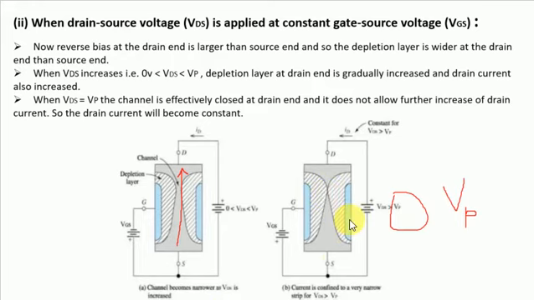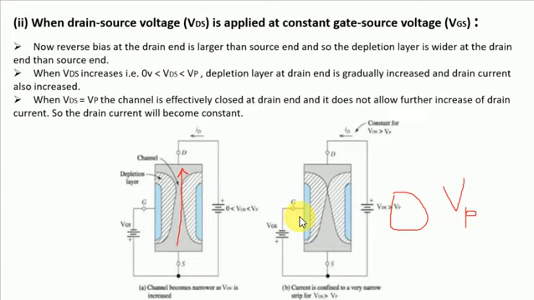We can also say that the narrow channel pinches off or prevents the drain current from increasing any further. That is why the drain current becomes constant for VDS greater than VP, as we have already discussed in the previous lecture. The pinch off voltage is the value of VDS at which the drain current reaches its constant saturation value. Any further increase in VDS does not have any effect on the value of drain current.